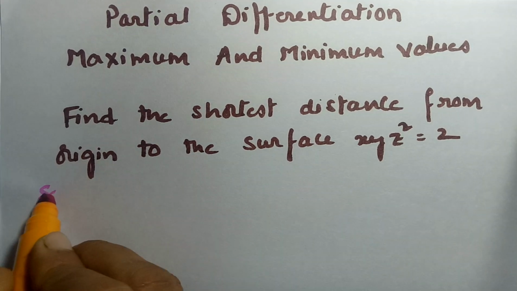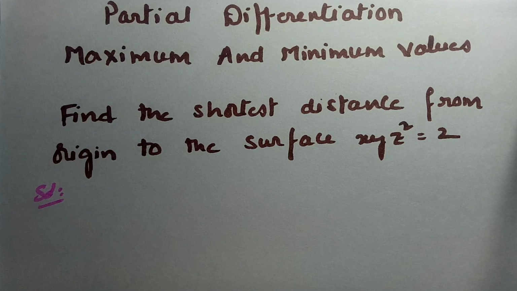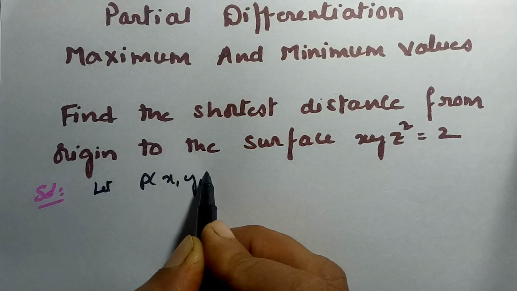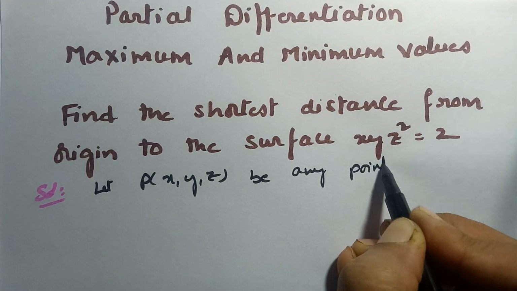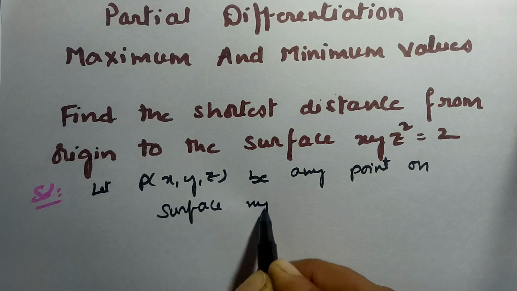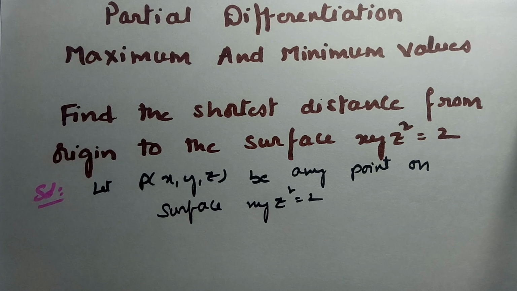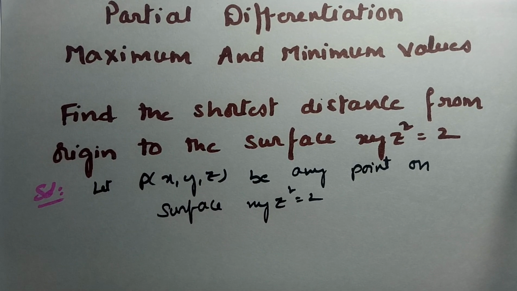So it's very clear on the screen that we need to find the shortest distance from the origin to the surface xyz square is equal to 2. To find this, let P(x, y, z) be any point on the surface xyz square is equal to 2. We have to find the distance from P to the origin. So how to find the distance between P and the origin?